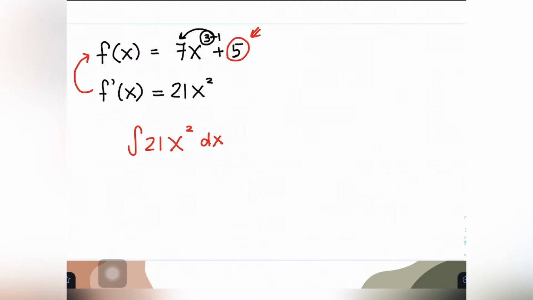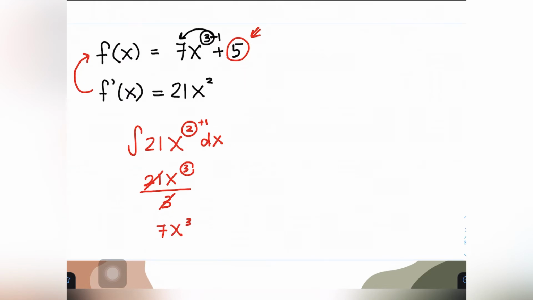So what do you want to plus? The power of your x will be plus by 1. So you have 21x to the power of 3. And the second step is you need to divide by the new power, which is 3. Okay, so 21 divided by 3, what you will get in return is 7x to the power of 3.